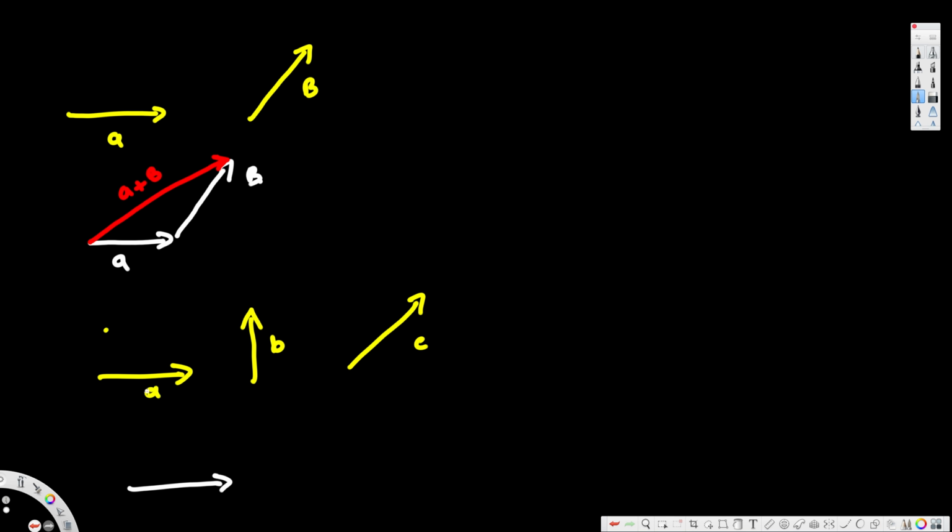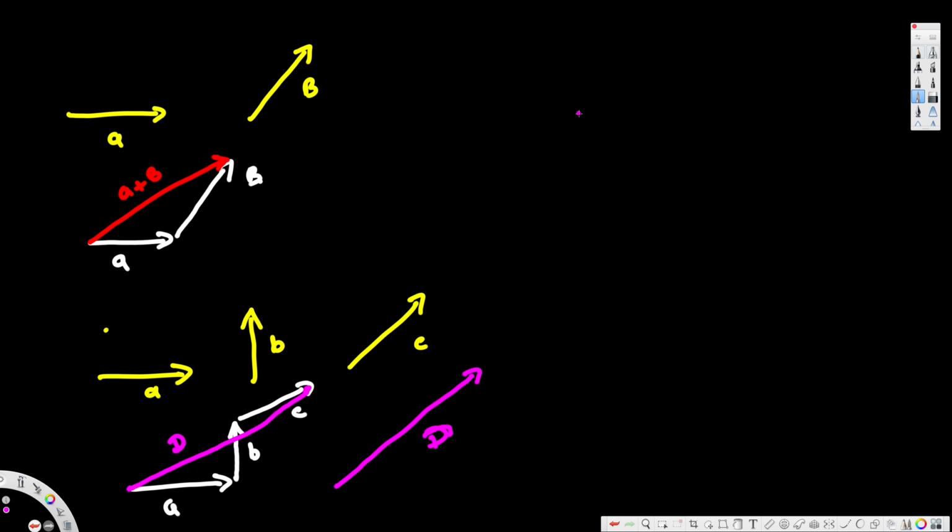So this is first A, and then we have B in this direction, and we connect C at the head of this one. And this is C, and if we connect from starting to ending, this is our starting and this is our ending, that's going to be the resultant. Let's call this one D. So the resultant vector is going to be D, and that's going to be the addition of these three vectors.